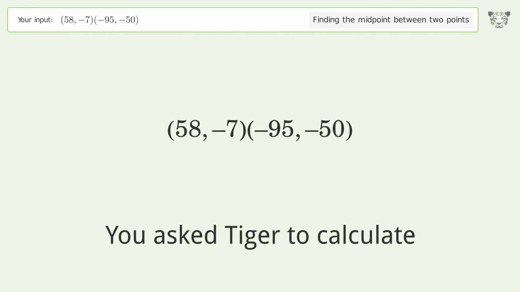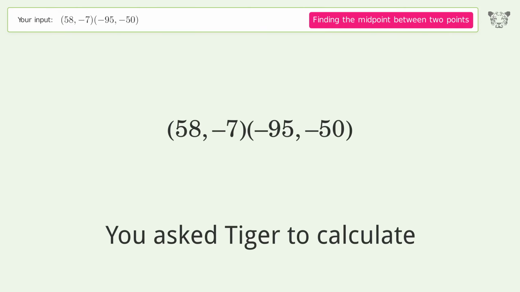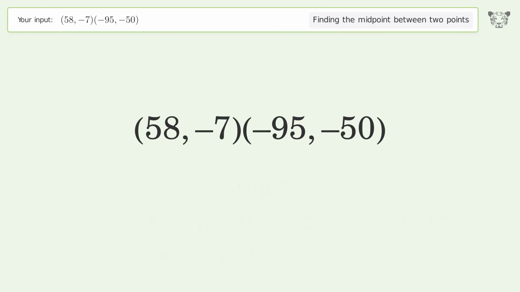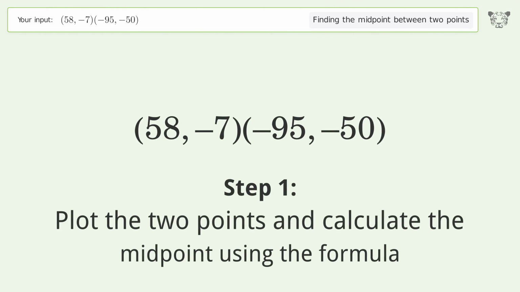You ask Tiger to calculate. This deals with finding the midpoint between 2 points. The midpoint between the 2 points is negative 18.5, negative 28.5. Let's solve it step by step. Plot the 2 points and calculate the midpoint using the formula.